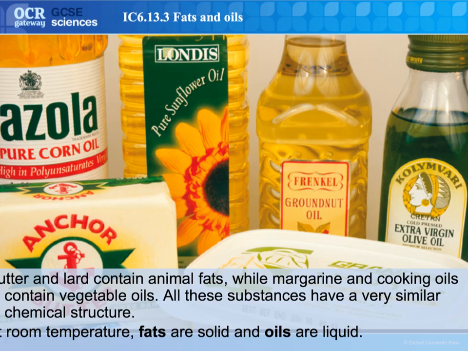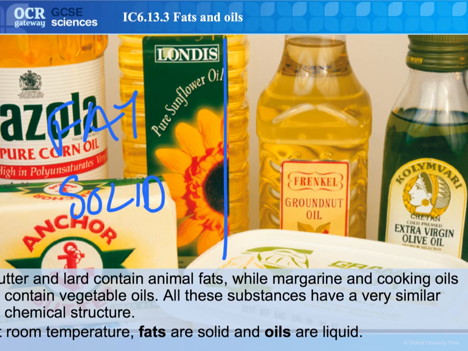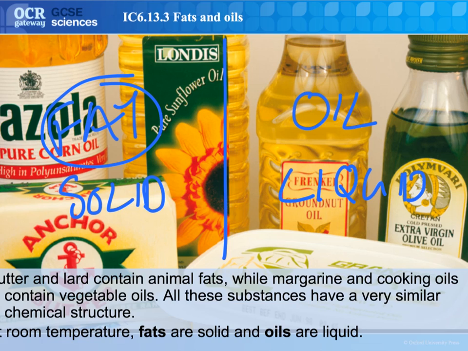The basic distinction between a fat and an oil is that a fat is a solid and is an animal fat, and an oil is a liquid and tends to come from a plant. The reason for the difference is to do with density. Fats are more dense, they tend to be majority saturated fats, whereas oils are less dense, they tend to be unsaturated fats.